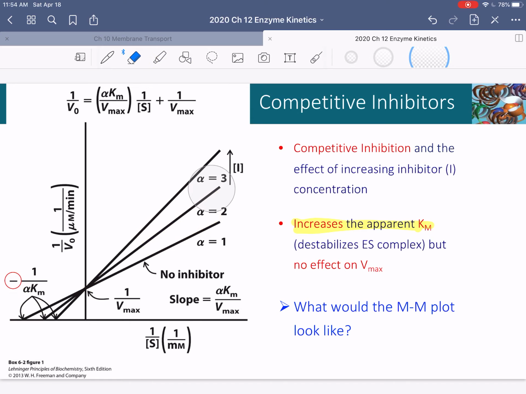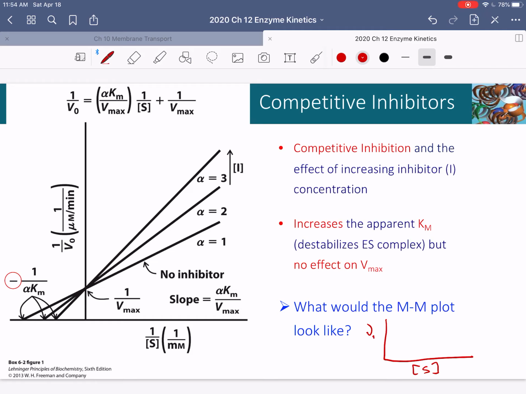We'll have to put some numbers in and look at it. Okay, so we know from our first slide that competitive inhibition is characterized by the same Vmax and an increased apparent Km, and that's what this dot is showing right here. What would the Michaelis-Menten plot look like? Well, this is a Michaelis-Menten plot, so we're just doing straight substrate concentration and initial velocity.